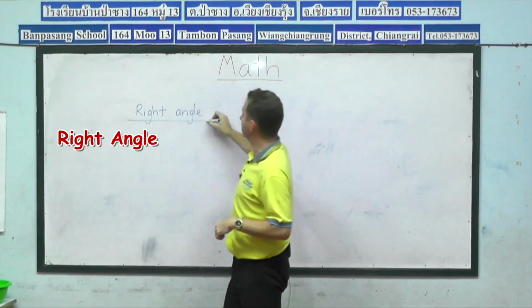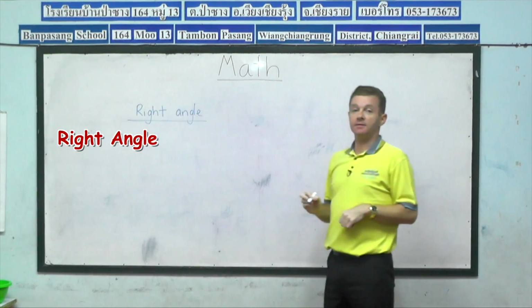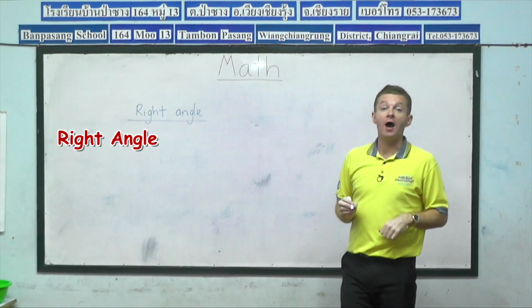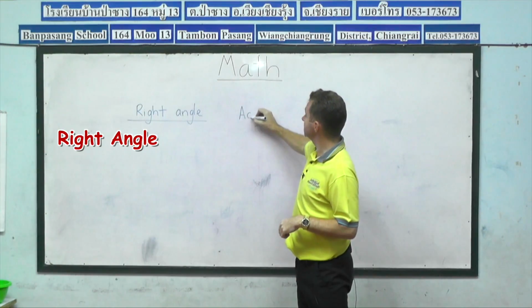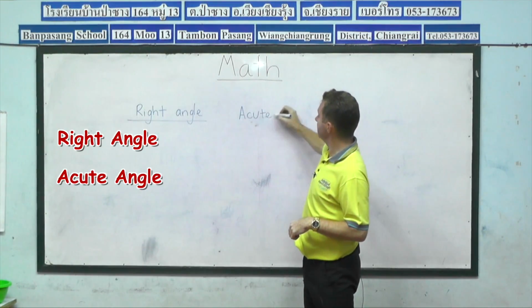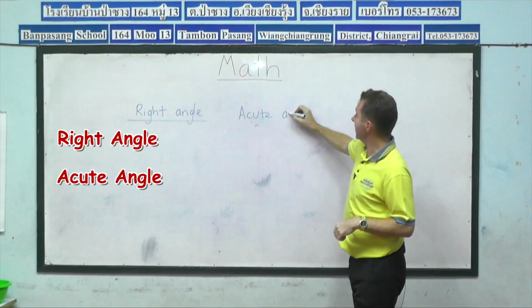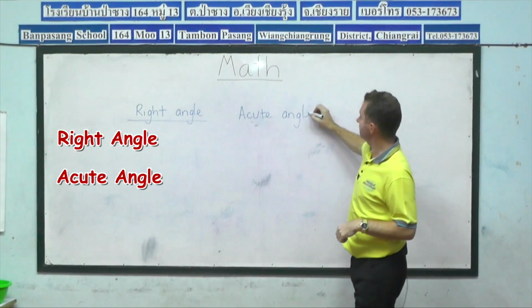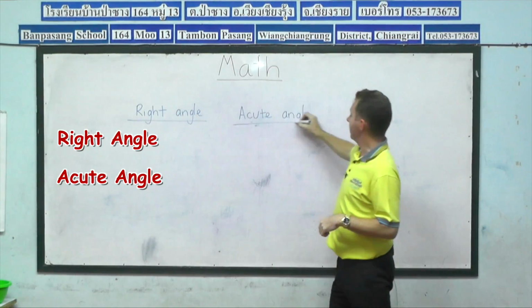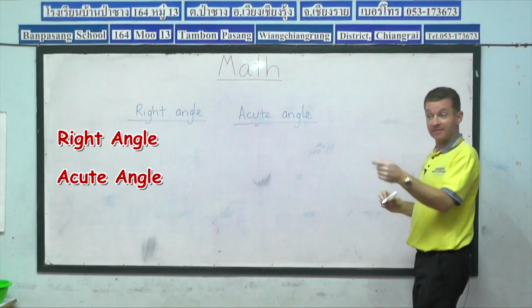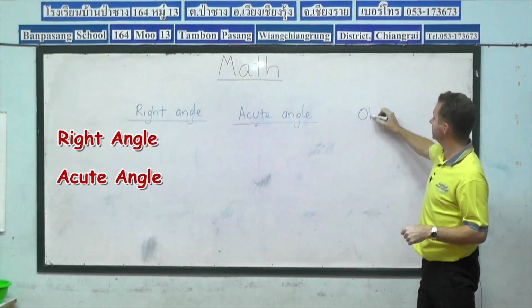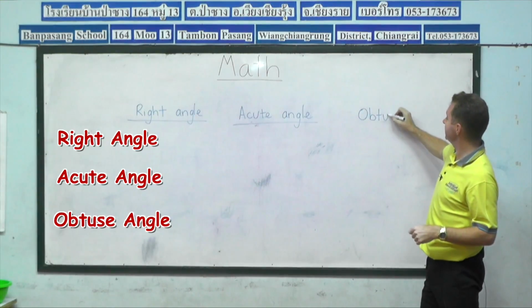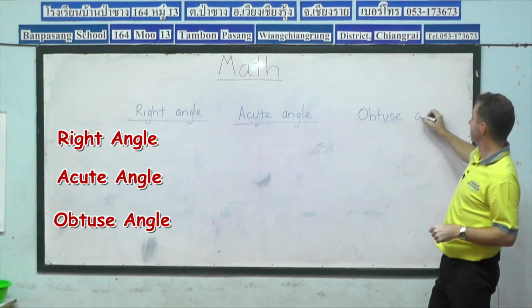Excellent. Right angle. And then we learned how to draw an acute angle. A-C-U-T-E. Angle, A-N-G-L-E. And the third type of angle we learned how to draw, obtuse angle. Well done, well remembered, guys. O-B-T-U-S-E.